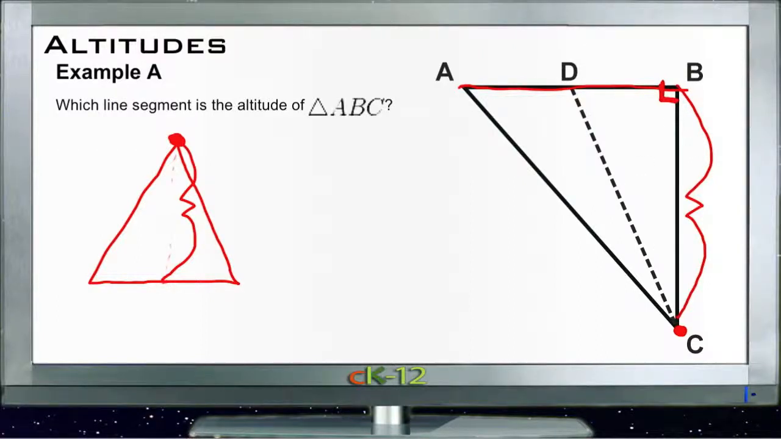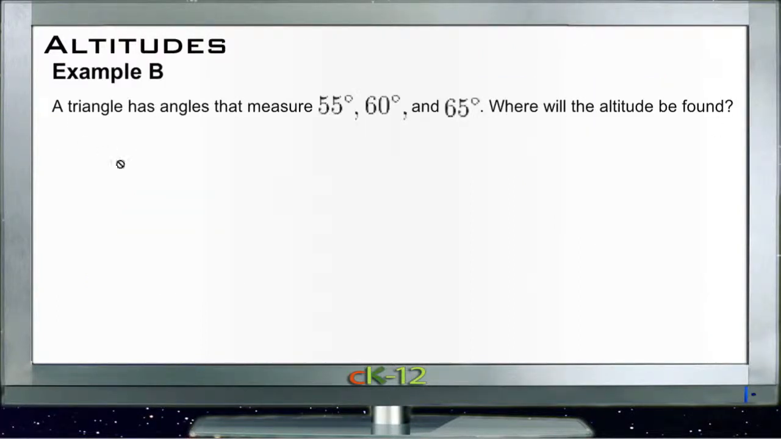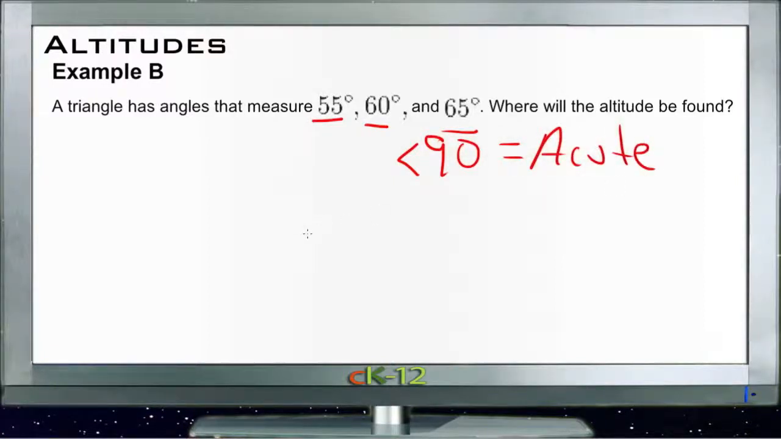Okay, let's take a look at example B. Example B says a triangle has angles that measure 55 degrees, 60 degrees, and 65 degrees. Where will the altitude be found? Well, all three of these angles are less than 90 degrees, which means that this is an acute triangle. And on an acute triangle, the altitudes are all found inside of the triangle.